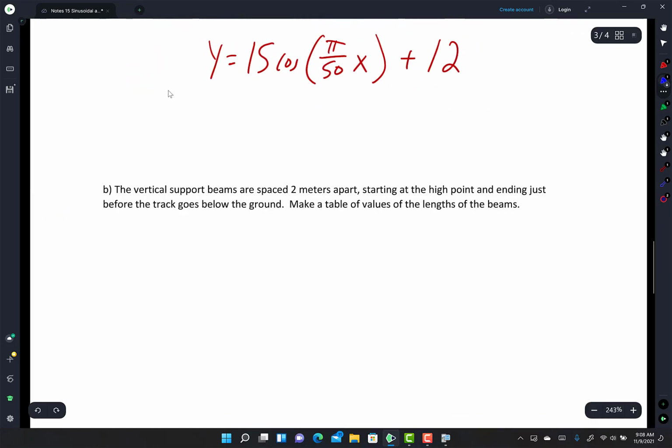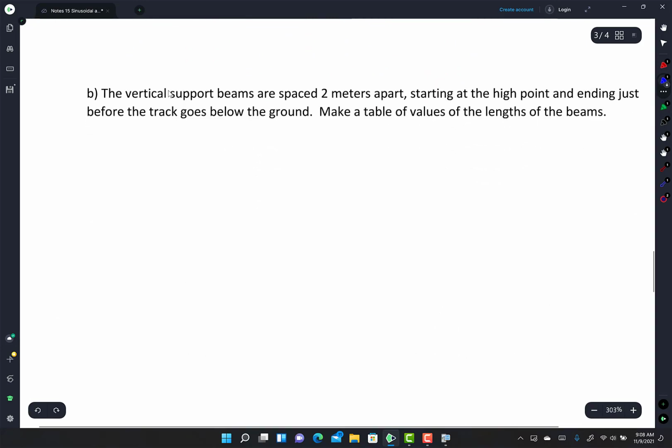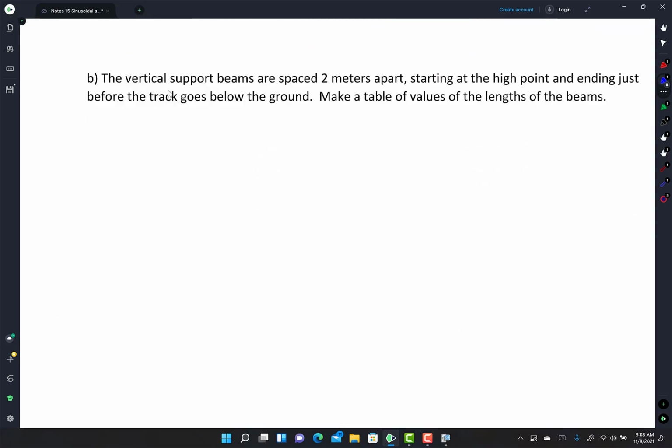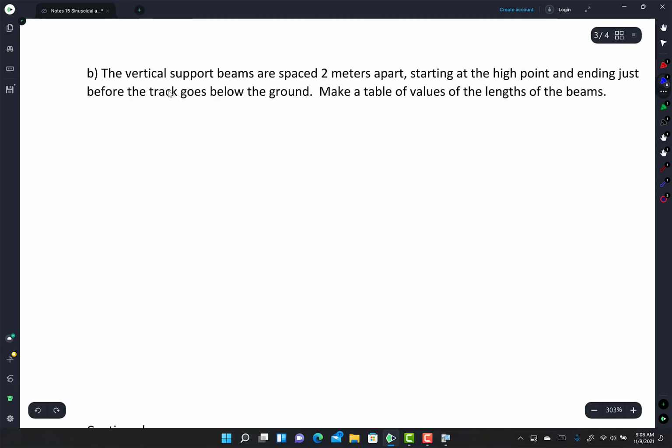All right, here we go. Let's see what it says. All right, guys. Focus. The vertical support beams are spaced 2 meters apart, starting at the high point and ending just before the track goes below the ground. Make a table of values of the lengths of the beams. Yes, you can look at a table on your calculator really quick, but I'm going to show you guys another way to do this.